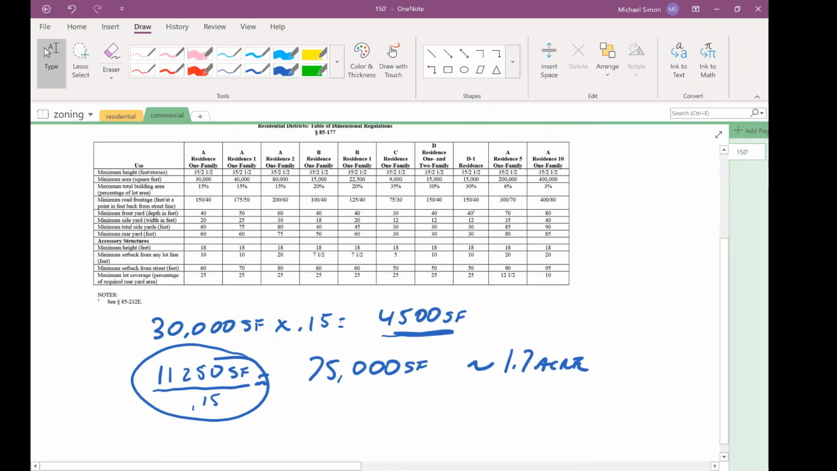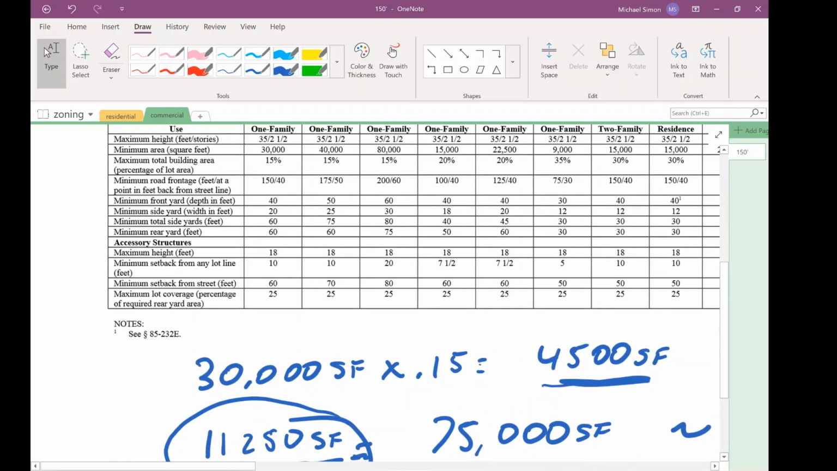Okay. So then we have the size of the yards. Your minimum front yard is 40 feet, the side yard is 20 feet, the total of the two side yards is 60, and the minimum rear yard is 60 as well.